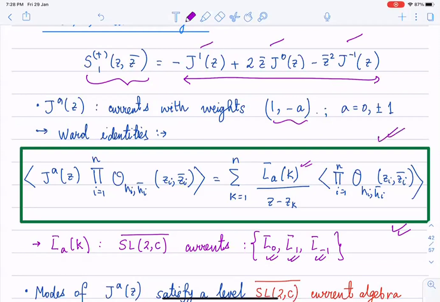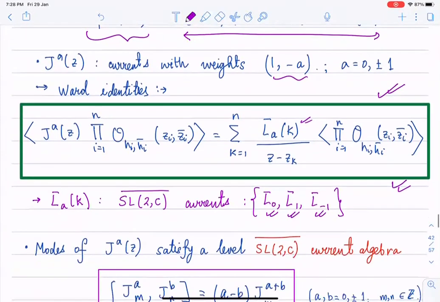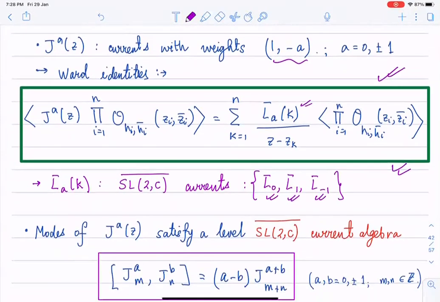So now this Ward identity takes the form of some current algebra. For obvious reasons, I will call this an SL2C bar current algebra, because this is an affinization of the standard SL2C bar. You can think of this as an affinization of the anti-holomorphic conformal group.